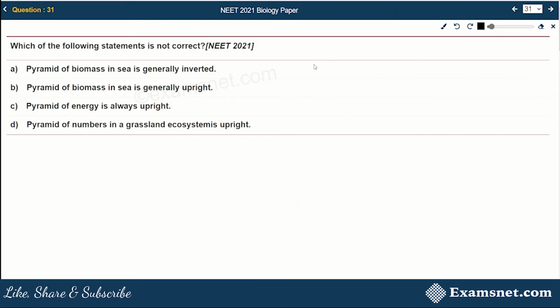Question number 31 is from the chapter Ecosystem, class 12, and the question is: which of the following statements is not correct? The options are: pyramid of biomass in sea is generally inverted, pyramid of biomass in sea is generally upright, pyramid of energy is always upright, and pyramid of numbers in a grassland ecosystem is upright. So the incorrect statement out of the given four is statement B. Why? Because the pyramid of biomass in sea is not upright, it is inverted in shape.